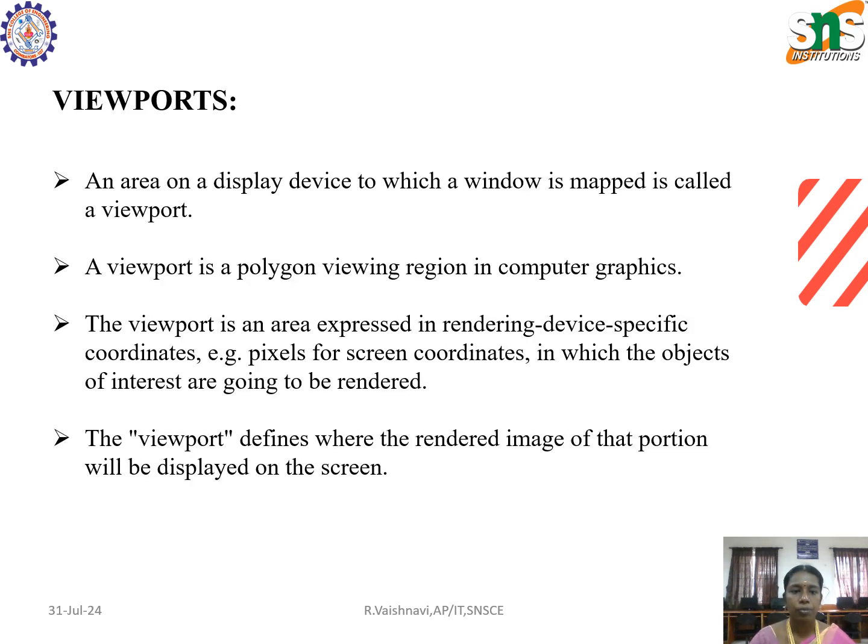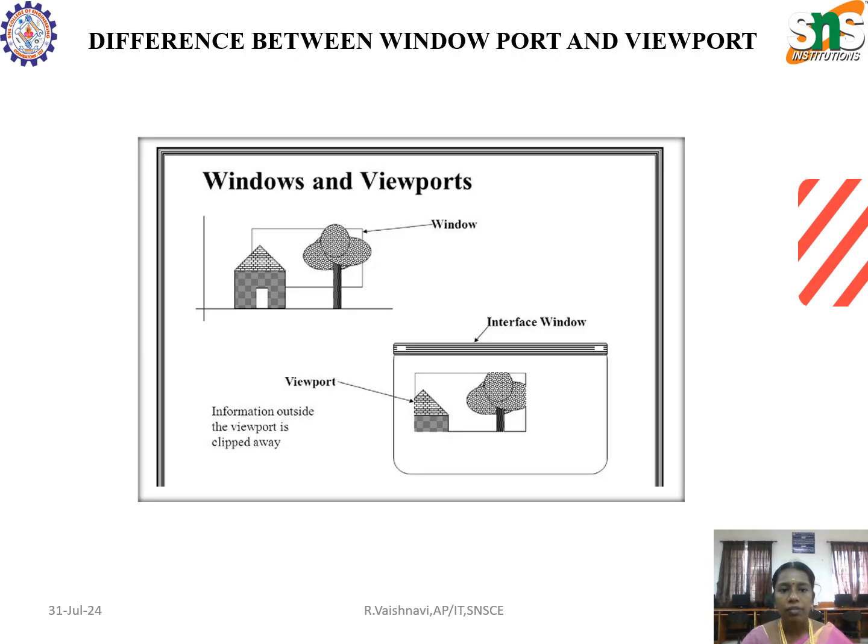Next one is the viewport. The definition of viewport: an area on the display device to which the window is mapped is called the viewport. A viewport is a polygon viewing region in computer graphics. The viewport is an area expressed in rendering device-specific coordinates, for example pixels for the screen coordinates in which the objects of interest are going to be rendered. And the fourth point is that the viewport defines where the rendered image of the portion will be displayed on the screen.